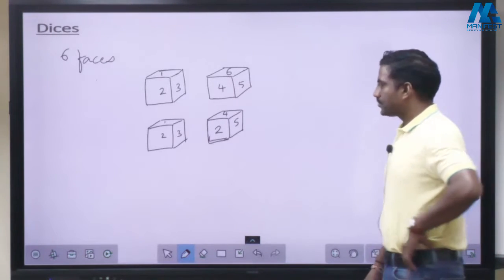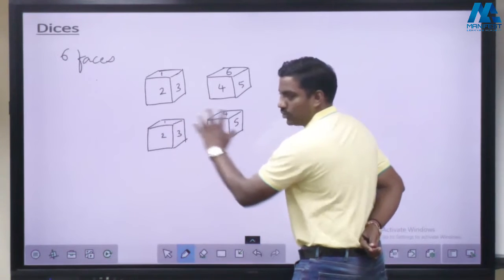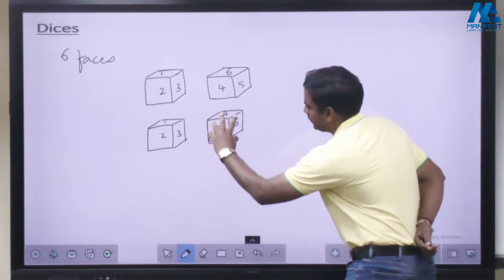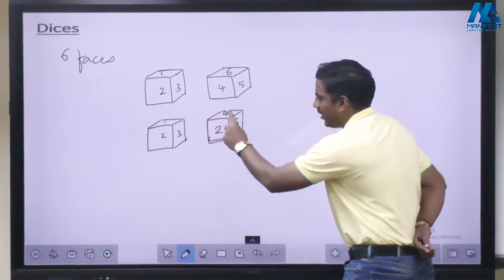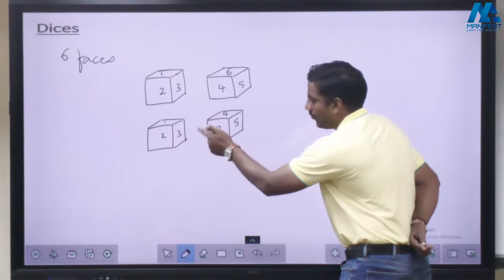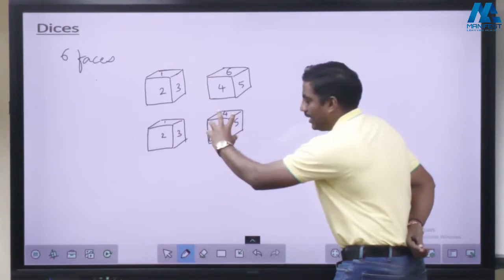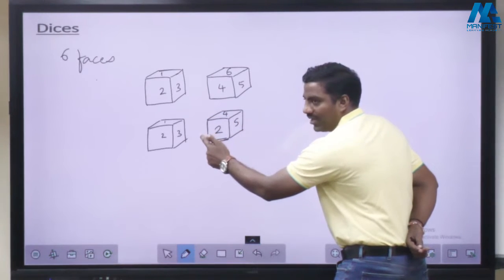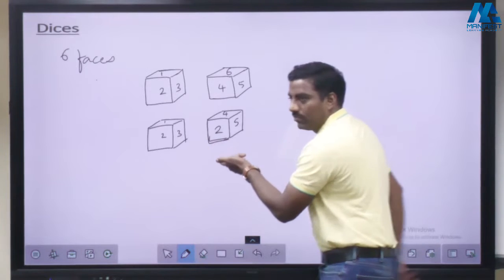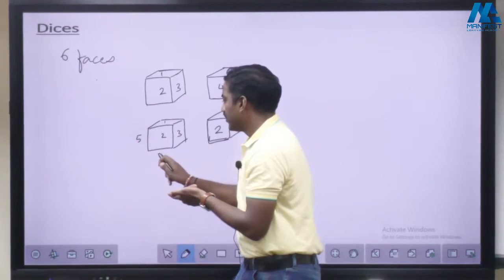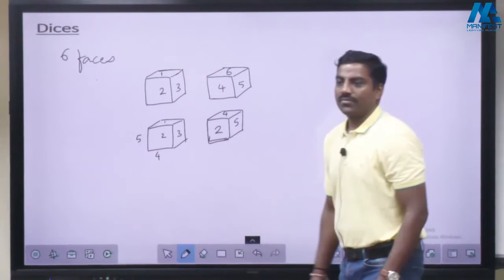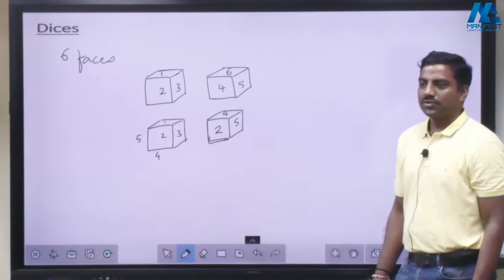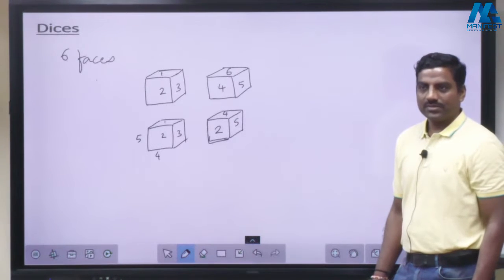What will I do? Keep it like this only. Hold it like this. Rotate. 5 will come on the top. 4 will come on the left. Again, keep it and rotate. What will happen? 5 will come on the left. 4 will come on the bottom. So can I write? Which face is not seen? 6. So 2 is opposite of 6.